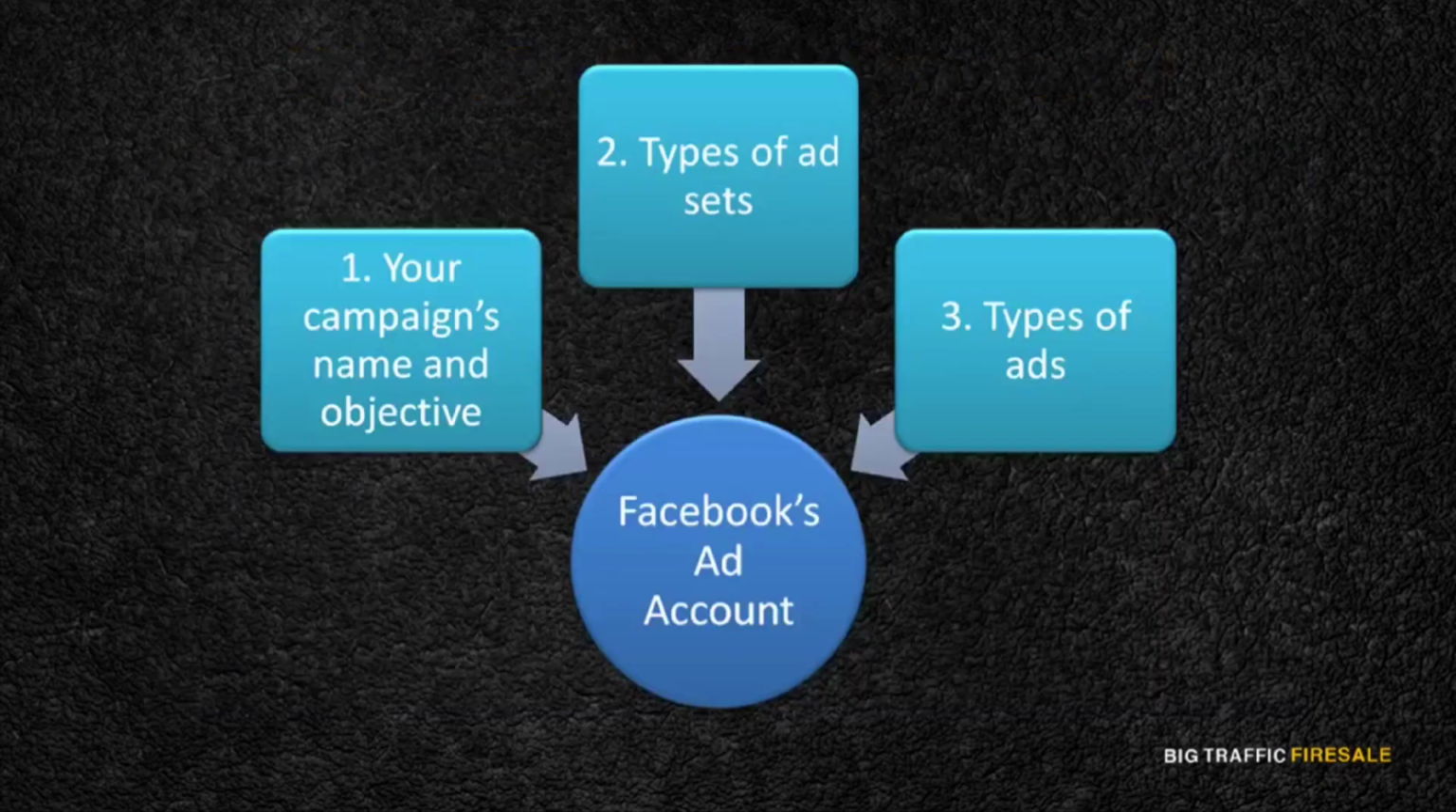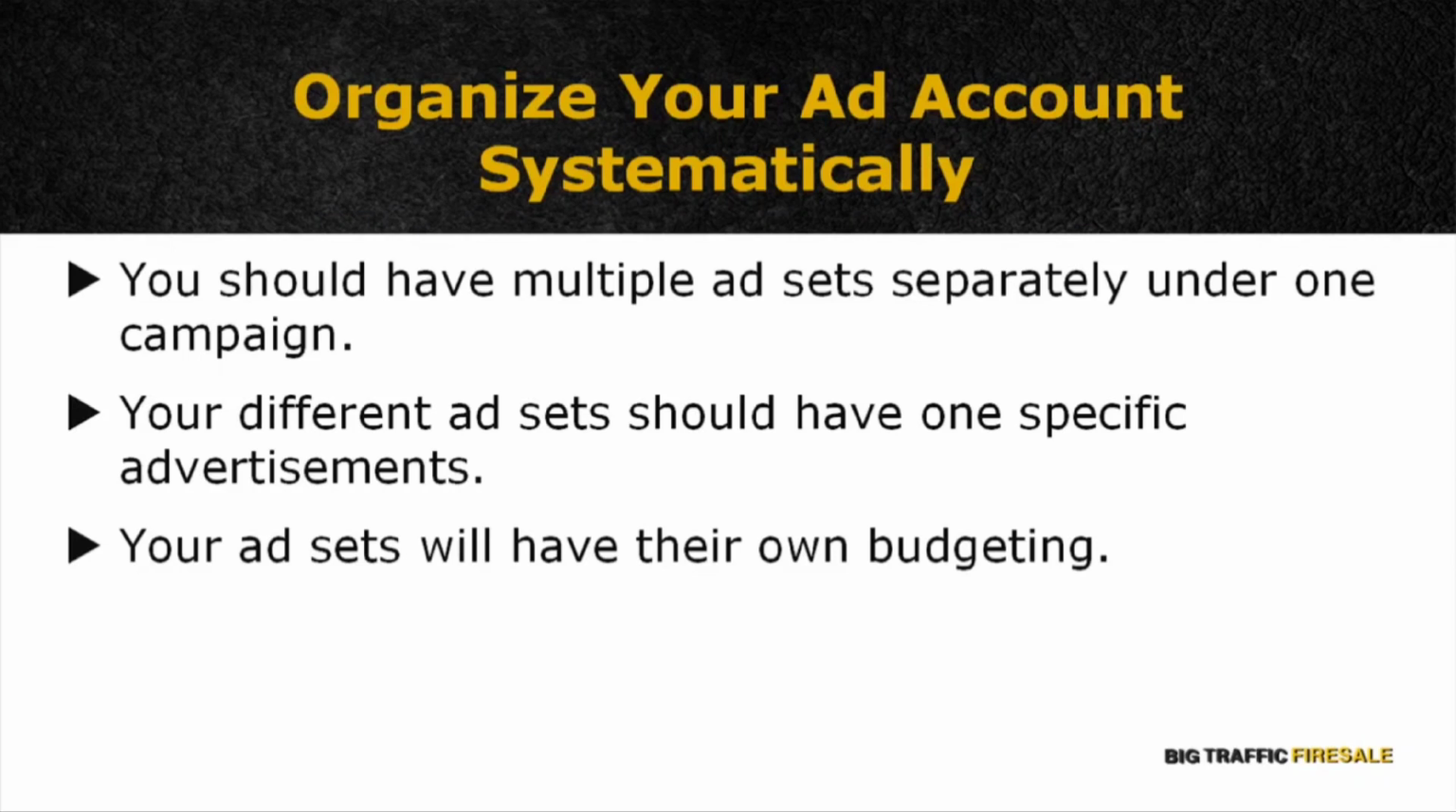There are three main categories which the Facebook ad account uses to organize your ads. 1. Your campaign's name and objectives. 2. Your ad sets, which include targeting, budgeting, bidding, placement, schedule. 3. Types of ads, which include copy, images, media, destination. To generate a successful campaign, there's a systematic and effective method in organizing your ad account.